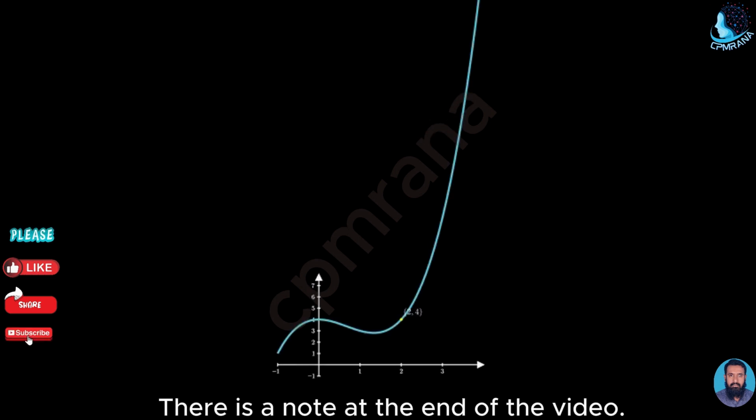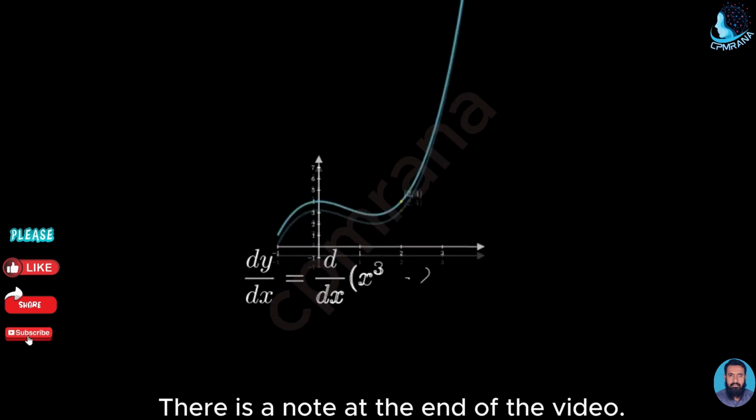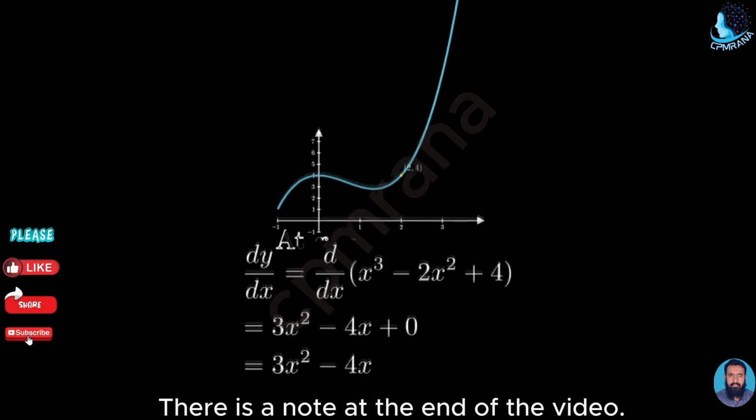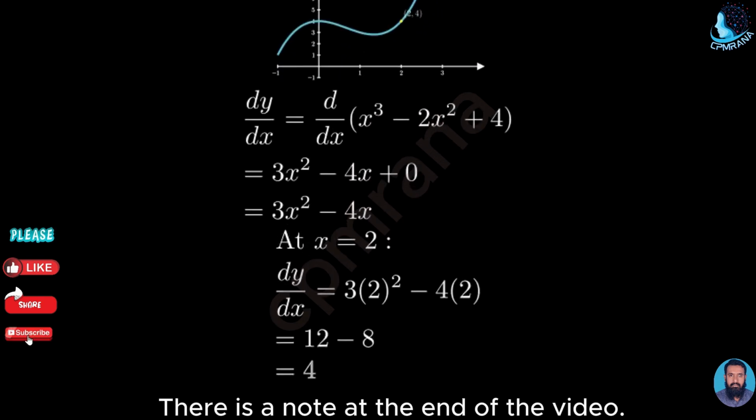To find the equations of the tangent and normal lines, we first need to find the derivative of our function. Let's find dy/dx using the power rule and the sum rule. Now that we have the derivative, let's evaluate it at x equals 2 to find the slope of the tangent line. Plugging in x equals 2, we get 3 times 2 squared minus 4 times 2, which equals 12 minus 8, which equals 4. The slope of the tangent line is 4.